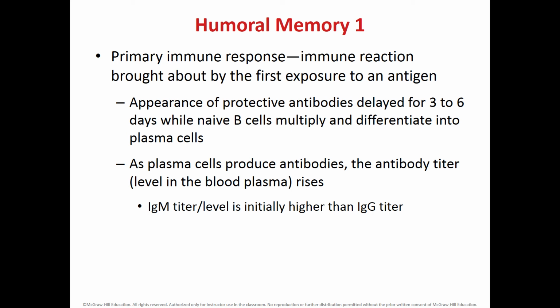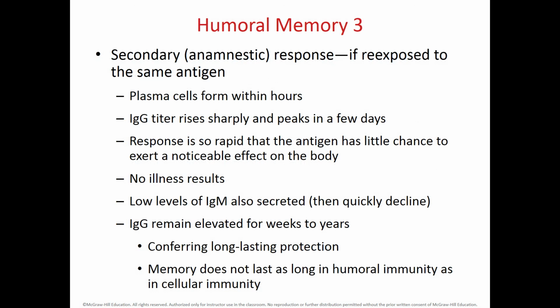And then the memory cells will produce the IgG, but it takes a while more to make the memory cells. So that's why IgM is higher in the primary response than IgG. And when you get exposed for the second time to the same antigen, your IgG levels are going to rise sharply, higher than the IgM. You will still have IgM, but at a lower level than IgG.